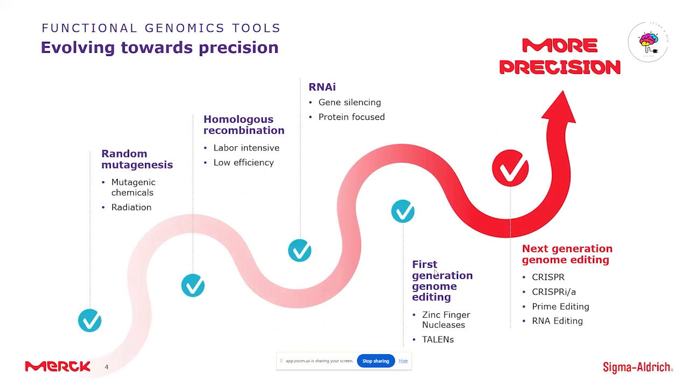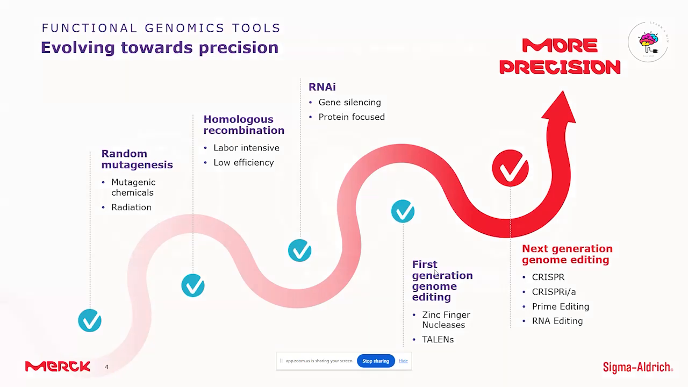So this is a brief overview of what we have been doing as Merck over the last years. We started with genome editing a long time ago, supporting researchers with mutagenic chemicals, until 2009, where we introduced the first generation of genome editing tools like the zinc finger nucleases and the TALENs, till the development of the next generation genome editing, which is CRISPR, the prime editing, the RNA editing.